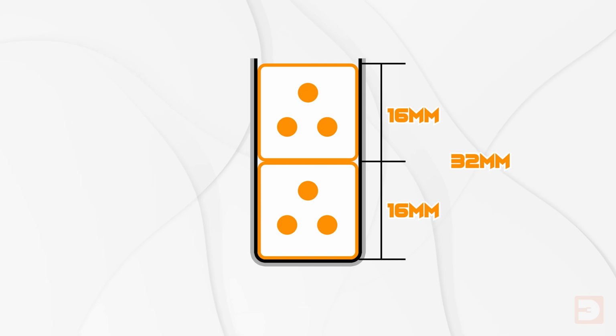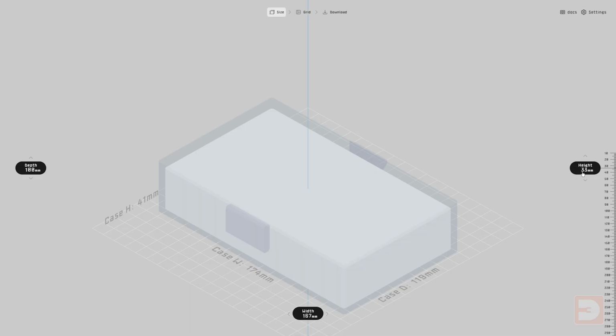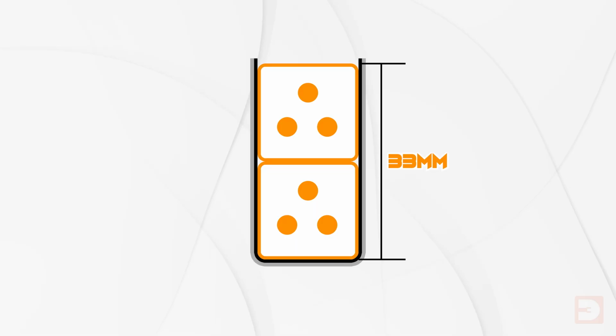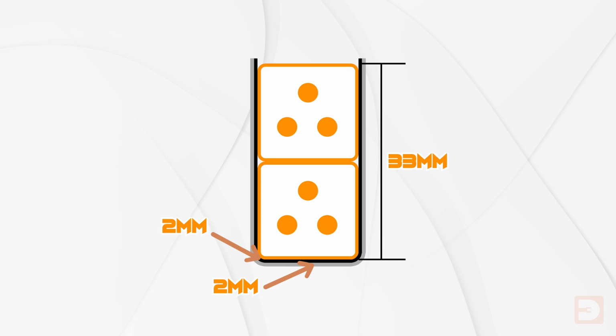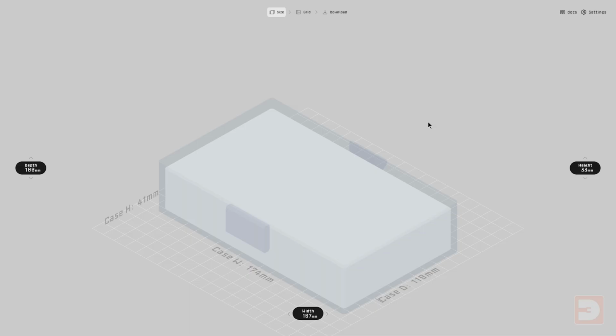I also want to add a bit of tolerance, and as you can only use whole integers here, I'll set the height to 33mm. You can see that this makes the overall case height 41mm. That's because we have a thickness of 2mm, so the box base plus the grid insert base will be 2mm each, so that adds 4mm, and then a further 4mm for the lid, bringing our overall height to 41mm.